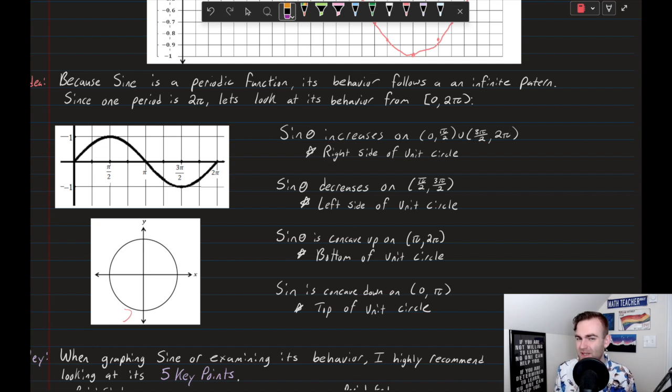Concavity is also quite interesting. It's concave up. It'll hold water between pi and 2 pi, which just so happens to be the bottom of the circle, which also looks concave up. And it's concave down from 0 to pi, which is also where the circle itself looks like it's concave down. And I think that's really cool.